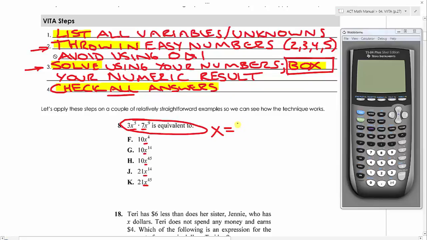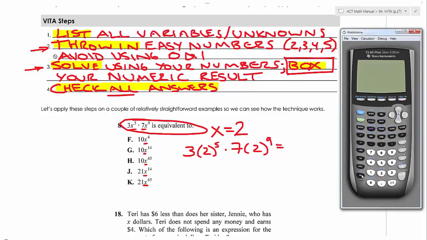Step number 2, we're going to throw in easy numbers for that variable. We're going to use 2. We said 2 is very easy. That's what we're going to use. So now what we do is basically let the calculator do the work. So now we have 3 times 2 to the 5th times 7 times 2 to the 9th. We are going to find our numeric result, and we're going to do that using the calculator.